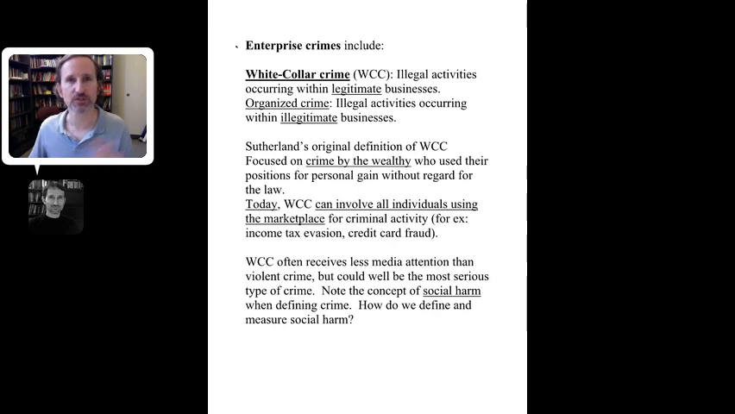As I mentioned, the first of these 2 chapters is enterprise crimes, and it includes 2 basic types of enterprise crimes that are defined at the very beginning: white collar crime and then organized crime. So white collar crime, these are illegal activities that happen within legitimate businesses. So everyday businesses where there happens to be illegal activities happening in those. Organized crime, you can look at by contrast. Those are illegal activities that occur within illegitimate businesses. So that's a basic difference between those two.